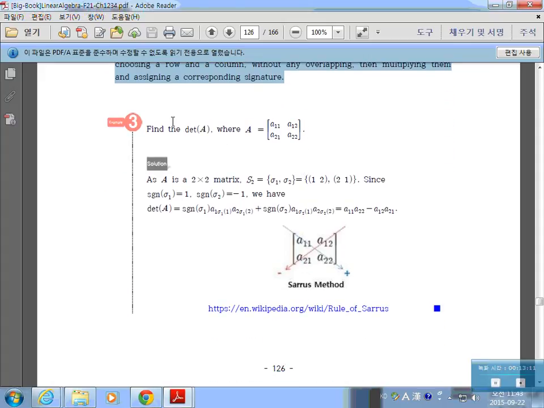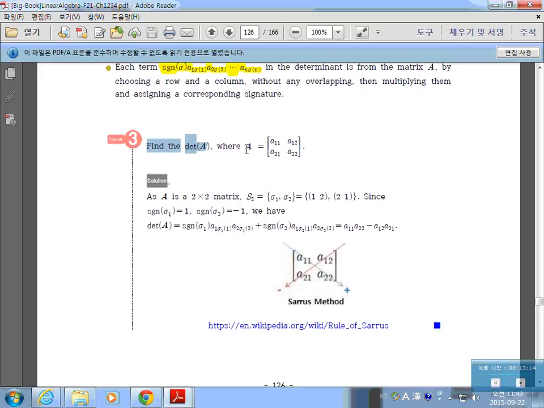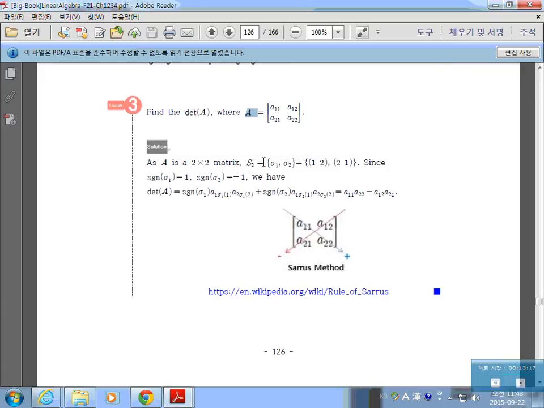Okay. Here, for example, find the determinant of A. A is a 2 by 2 matrix, so S2 is 1, 2 and 2, 1. Let's say sigma 1 and sigma 2 here. The signature of sigma 1 is 1, and the signature of sigma 2 is equal to -1, because there's 1 inversion. So the determinant of A is the sign of this plus the sign of this, like this. So this is a plus A11 A22 plus minus A12 times A21.